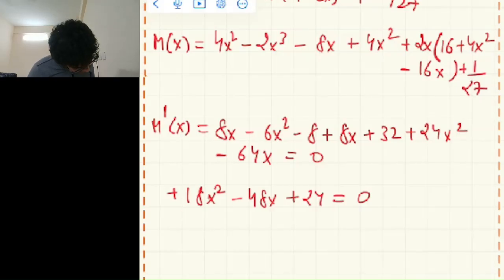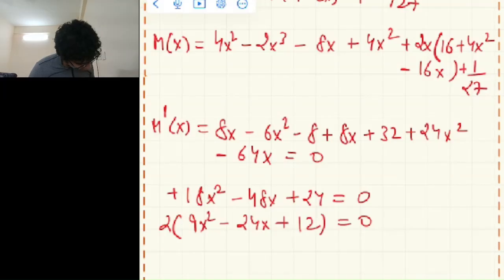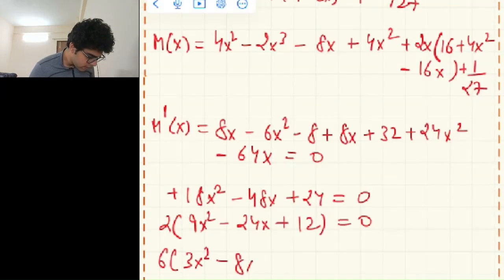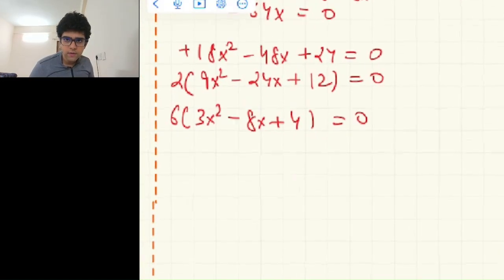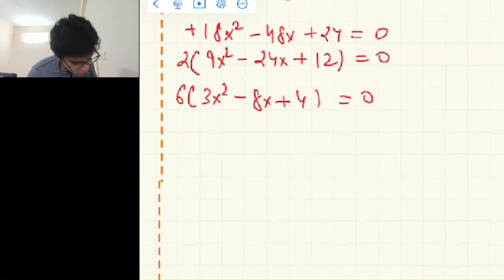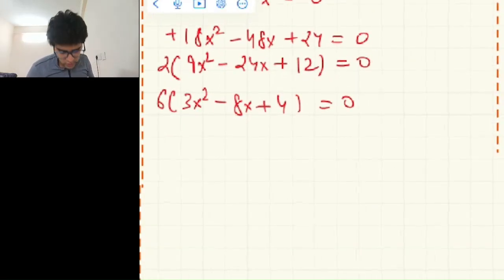So if I just take 8, I can't take 8 common, I can take 2 common. If I take 2 common, I'll be left with 9x squared minus 24x plus 12. I can take 3 also common, wait a minute, so 6 is common now. So 3x squared minus 8x plus 4, and this is equal to 0. Finally, yes. So 3x squared minus 8x plus 4 is 0. So I've just solved this equation now.